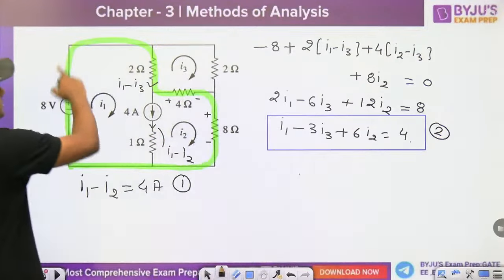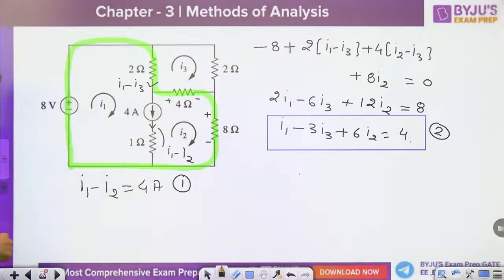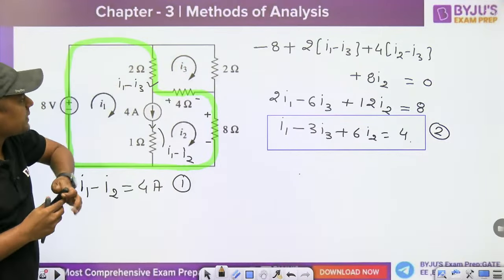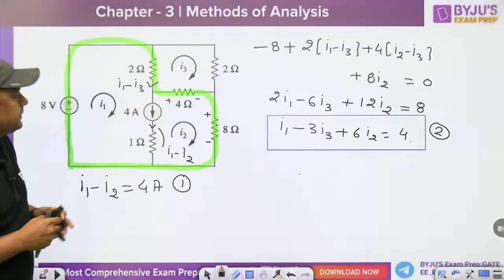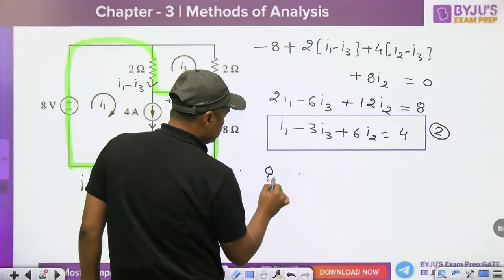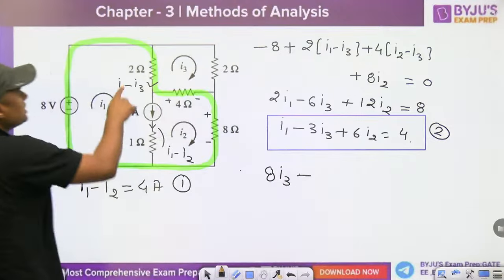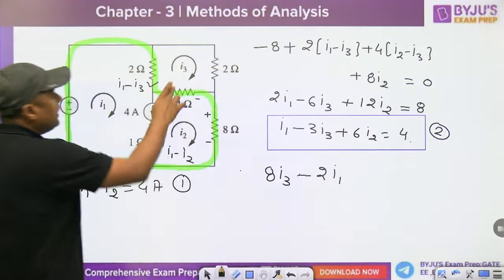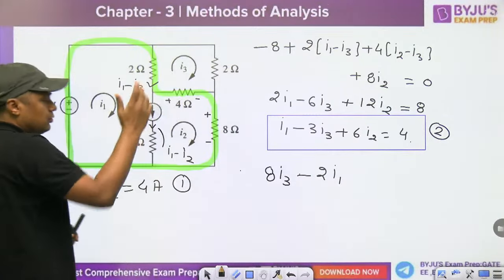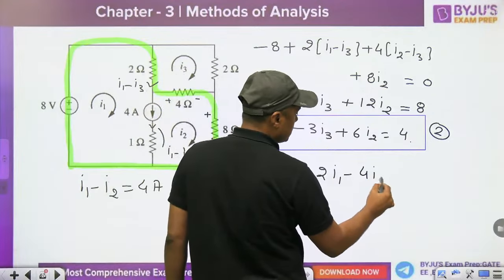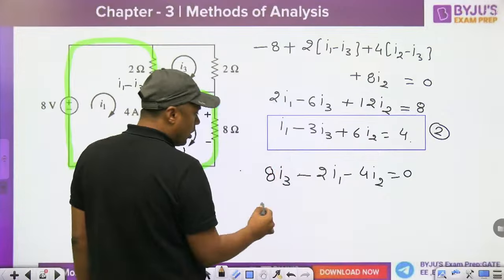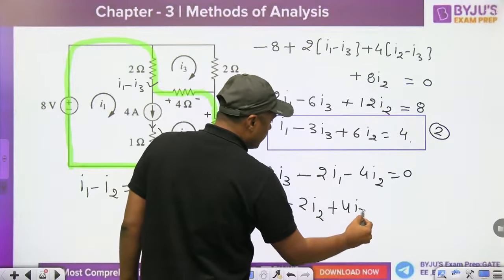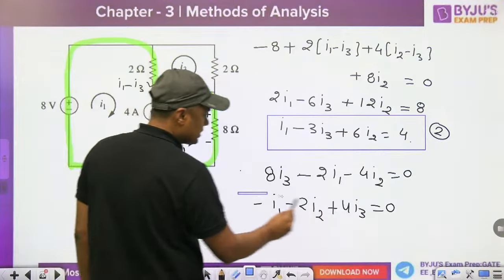So we have applied the super mesh. We can apply the KVL in a closed loop. So this is the KVL. Now this mesh has I3 current, so you can apply the inspection method. 2 plus 2, 4 plus 4, 8: 8 I3 minus, because I1 is in the opposite direction, 2 I1, and I2 is also in the opposite direction, 4 I2, equal to 0. Now you can take 2 as common, so it becomes minus I1 minus 2 I2 plus 4 I3 is equal to 0. That is the third equation.